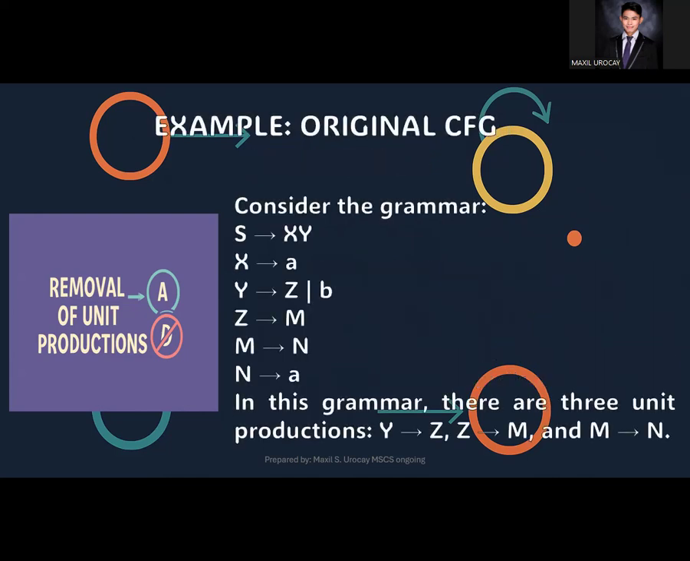Considering a specific example, we have Y to Z, since Z is to M and M is to N also, that is indirect. N is to a, so that's not a unit production violation. I will walk you through that in a while. Let's finish the discussion first.